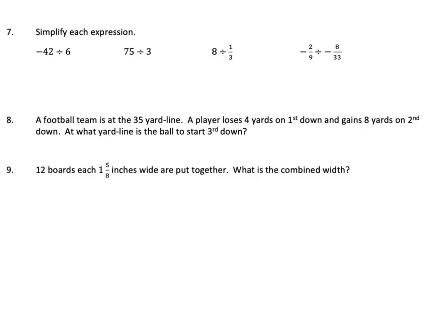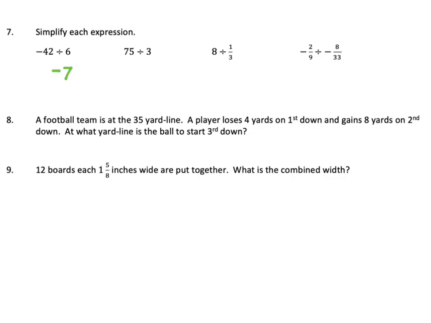Let's continue with the Algebra 1 Unit 1 Pretest Study Guide Solutions. And on we go to number 7. Negative 42 divided by 6. The quotient is going to be negative 7. We have an opposite, a negative, divided by a positive, which gives us a negative.